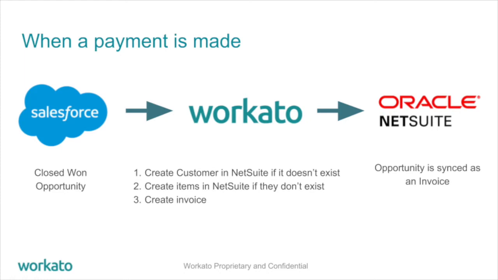Within this workflow, the first thing it will do is create a customer in NetSuite if it doesn't exist. And this customer will correspond to the account that's related to the opportunity in Salesforce. Next, the recipe will create items in NetSuite if they don't exist. And these items again correspond to the products that are associated to the opportunity in Salesforce.